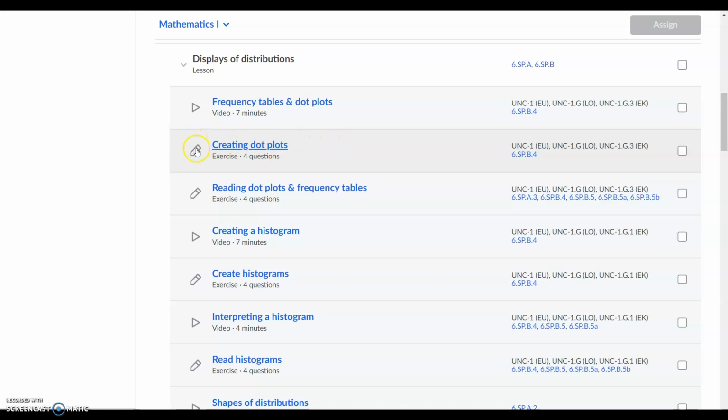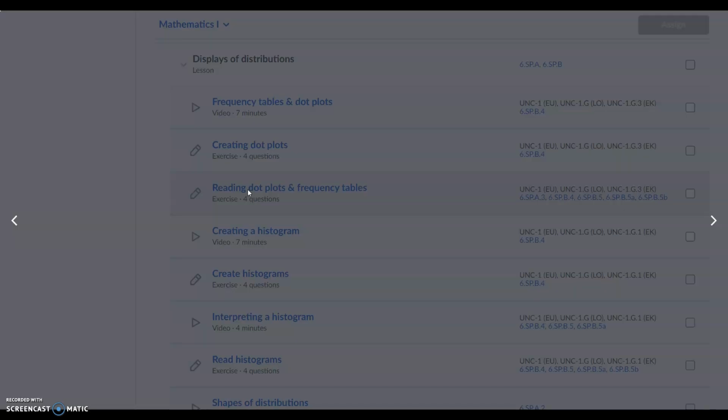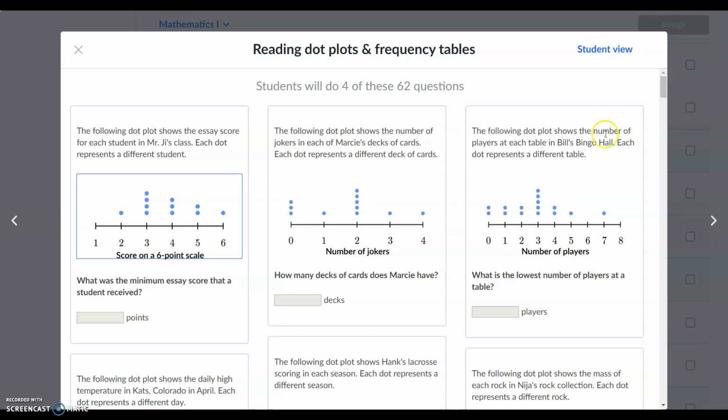I thought you guys might like to see some examples of how to do your homework. So yesterday I did a video with the dot plots, creating dot plots. I think today I'm going to go through each one of these and do a few problems just to help out those of you guys who are having some trouble. So let's go into the reading dot plots and frequency tables, and I'll just do a few problems for you and hope that it helps.